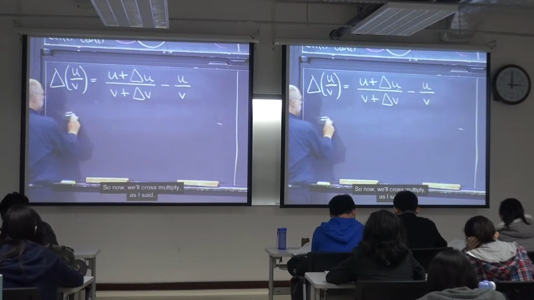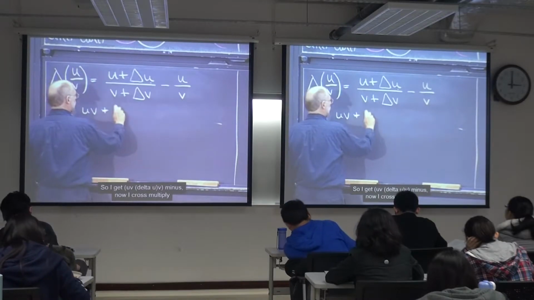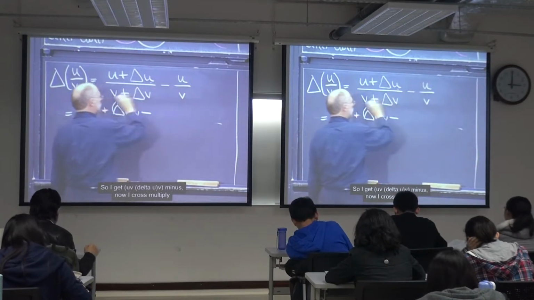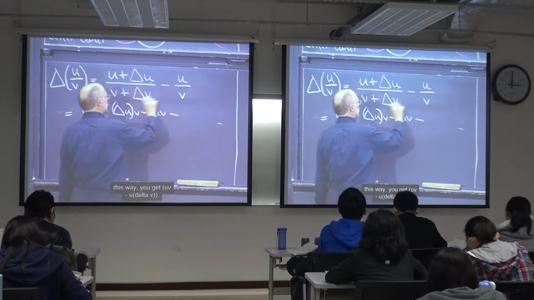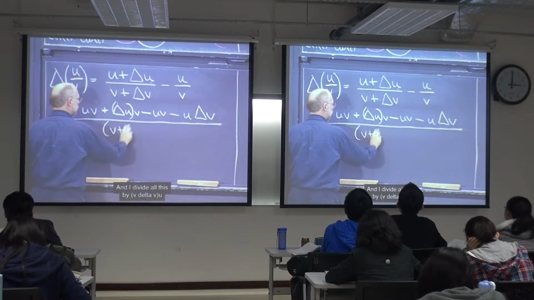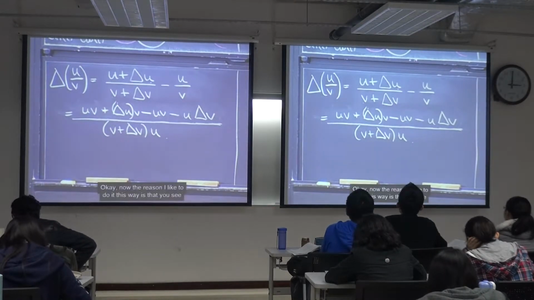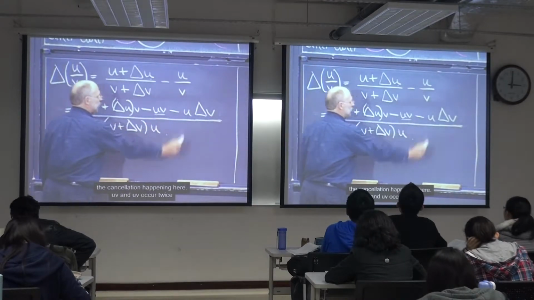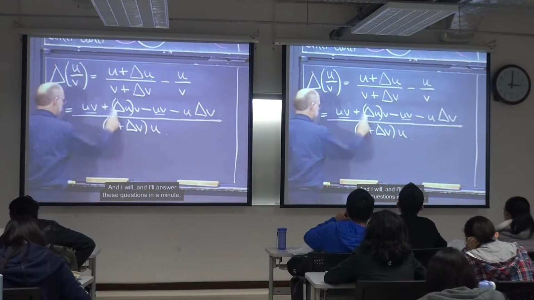So now I will cross multiply, as I said. So I get uv plus delta u times v minus, now I'll cross multiply this way, you get uv minus u times delta v. And I divide all this by v plus delta v times v. Okay. Now the reason I like to do it this way is that you see the cancellation happening here. uv and uv occur twice, so I can cancel them. And I will. And I'll answer these questions in a minute.